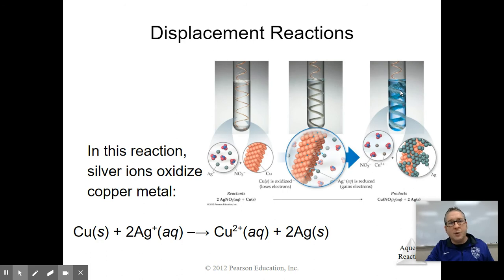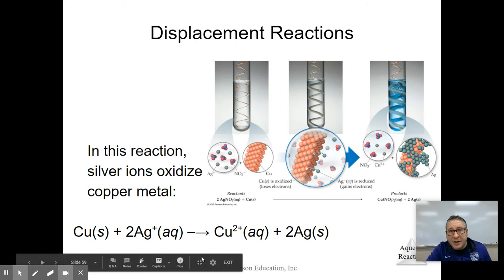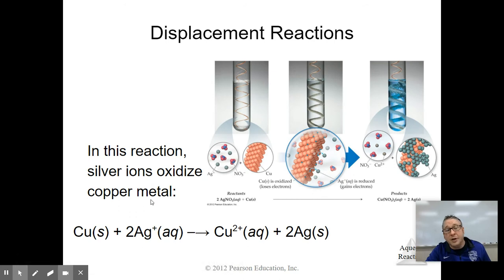Where we can see silver forming here, copper ions go into the solution, and it turns blue. But anyway, in this reaction, it's already been broken down for us. It's already been turned into the net ionic equation. The silver ions oxidize the copper metal.